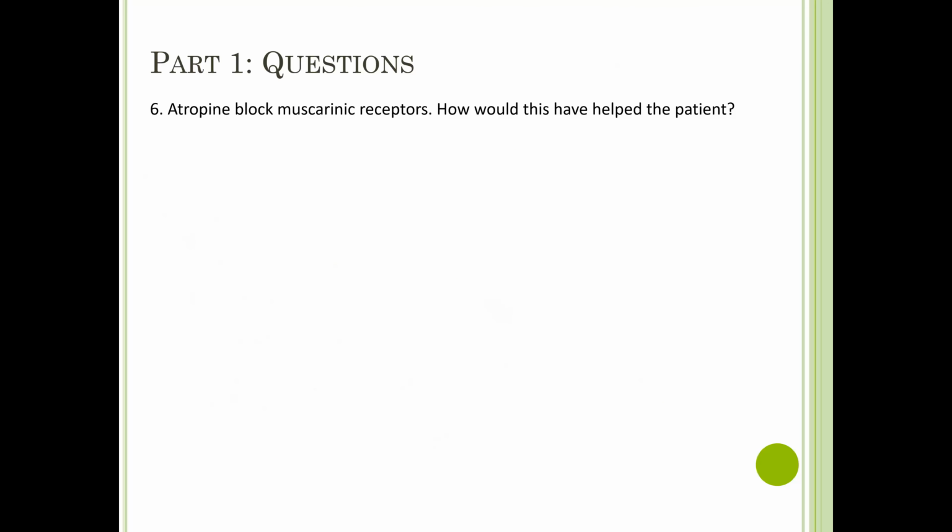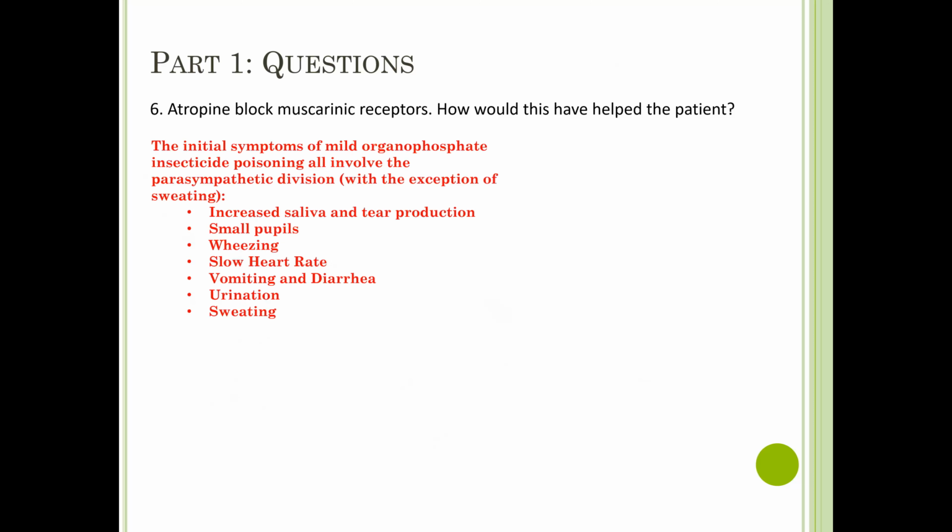Number 6, atropine blocks muscarinic receptors. How would this have helped the patient? So the initial symptoms of mild organophosphate insecticide poisoning all involve the parasympathetic division with the exception of sweating. So you have increased saliva and tear production, you have small pupils, you have wheezing, a slow heart rate, vomiting and diarrhea, and sometimes involuntary urination. All of these involve the parasympathetic division.